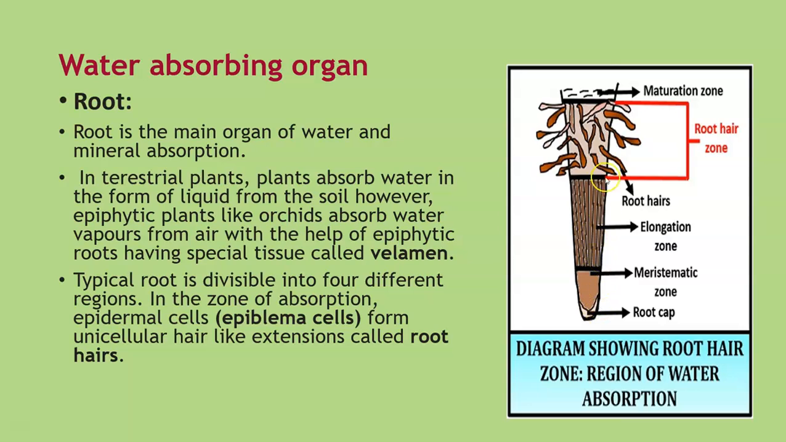Here you have this entire root. This is the maturation zone. Then here you can see the root hair zone is highlighted because this is the region from where absorption of water is going to take place. Then you have this elongation zone, then you have the meristematic zone, and then you have the root cap. So this is the growing tip of the root.